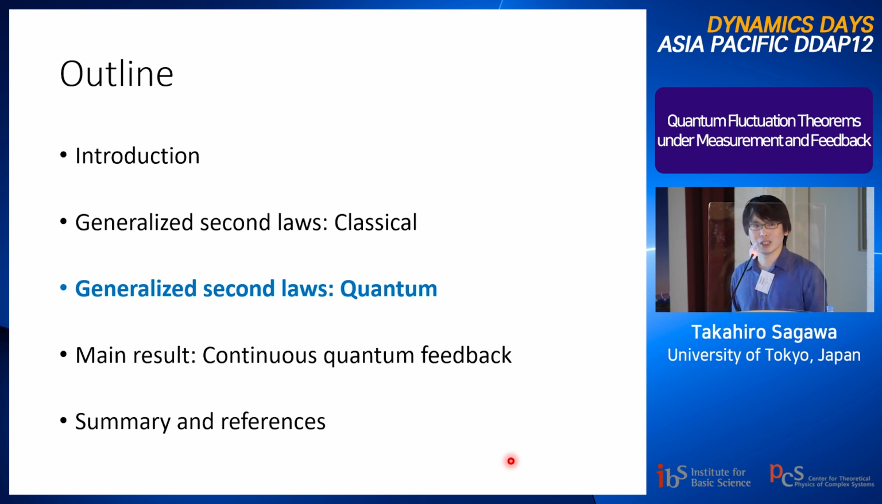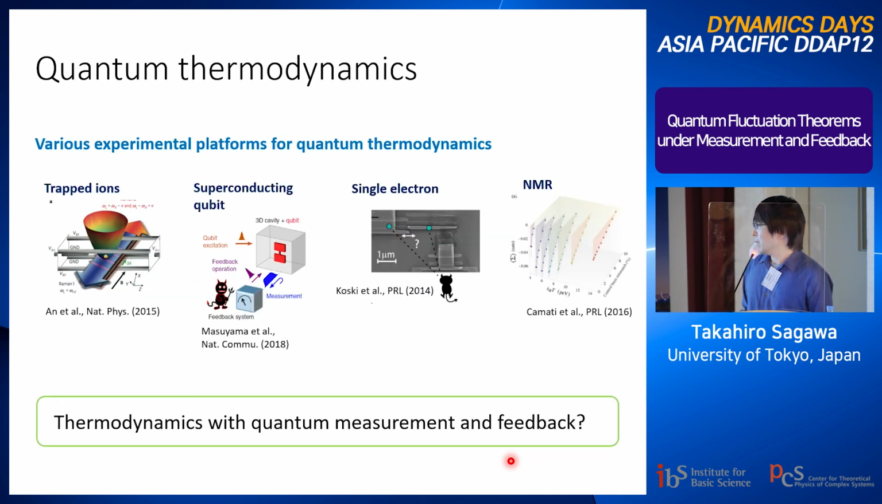Then I will go to the quantum aspect of thermodynamics of information. In quantum thermodynamics, there are many interesting experimental platforms. For example, trapped ions, superconducting qubits, and single electrons. It's often classical, but can be quantum, and also NMR. So there are several experiments that implemented Maxwell's demon in the quantum regime. For example, in this case, the demon performs a quantum measurement about the system and then performs a feedback control.